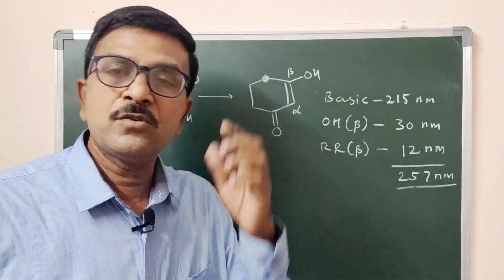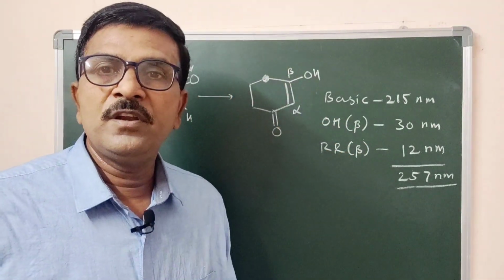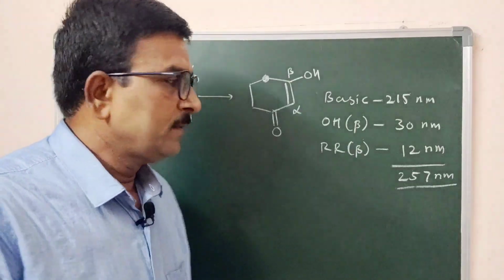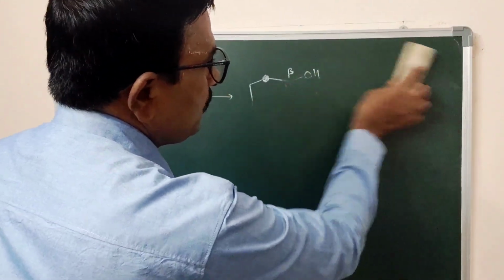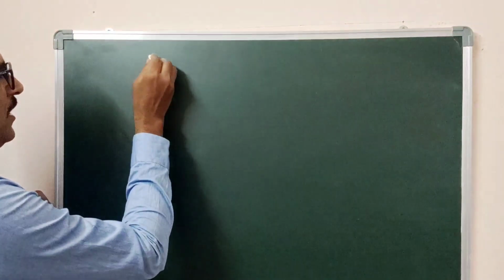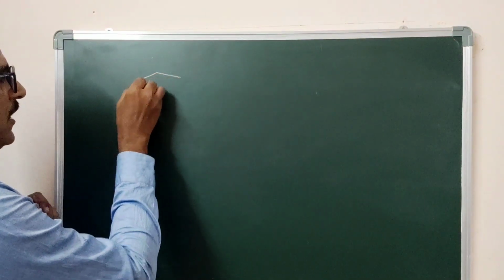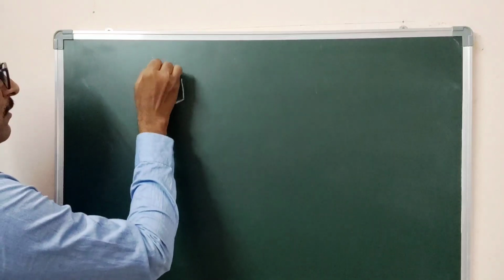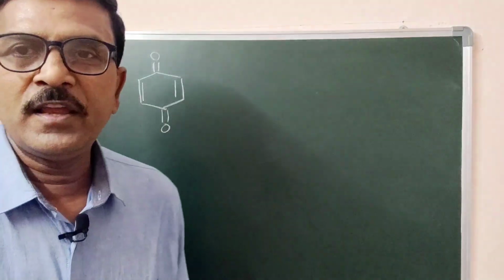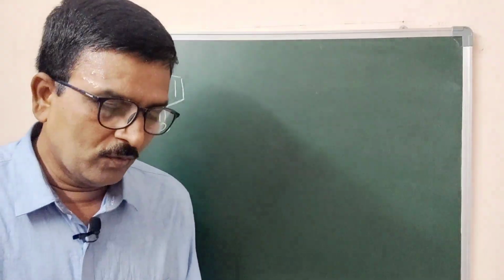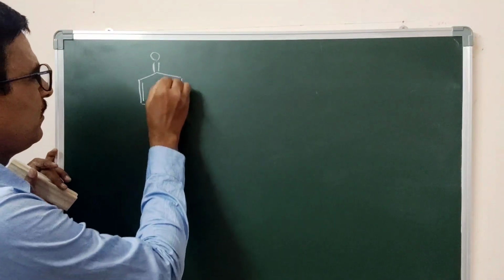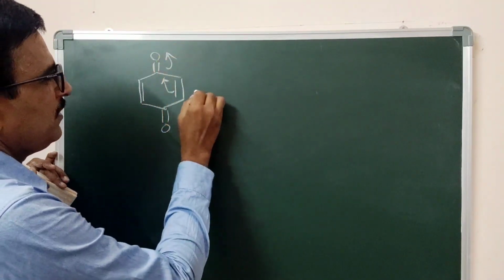In this case the OH group is on beta carbon atom, hence its effect is only 30 nanometer instead of 35. Is it clear? Now coming to the other substituted diketones, say I am taking 1,4. Say this is 1,4 diketone, quinone, parabenzoquinone, 1,4 diketone. A simple shift of double bond resulted.